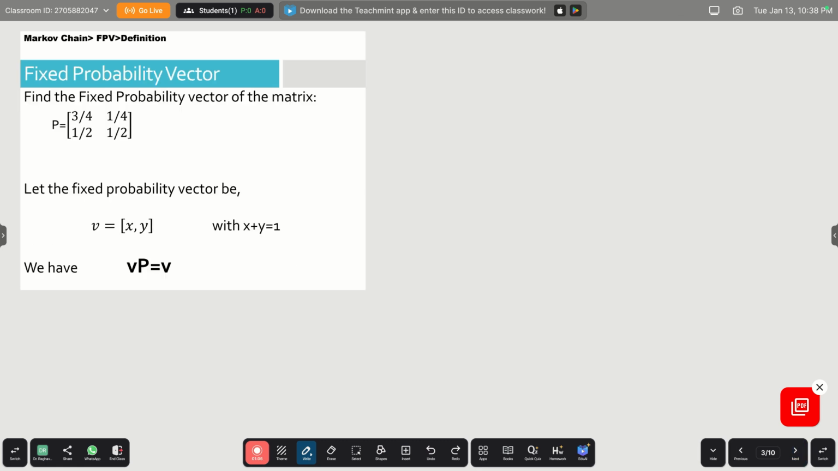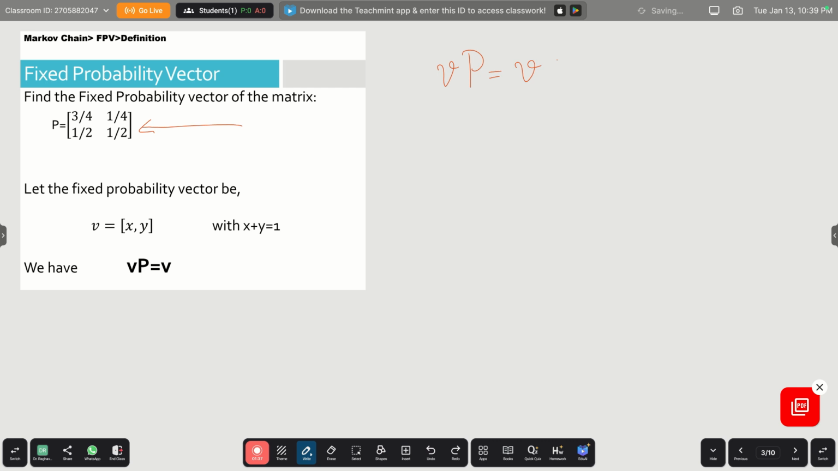And now let us understand how to find the fixed probability vector for a given regular stochastic matrix. So let us take this example. This is the matrix P, given as 3 by 4, 1 by 4, 1 by 2 and 1 by 2. Let us try to calculate the fixed probability vector V, so that V into P will remain V.